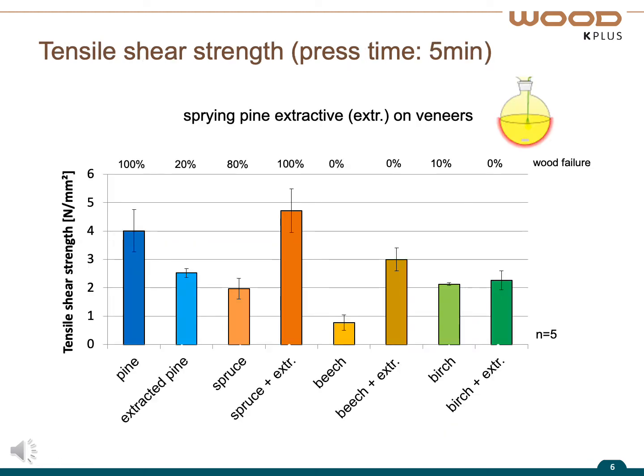As a third test, we used the residual pine extractives and sprayed them on spruce, beech, and birch veneers. Surprisingly, the tensile shear strength of pMDI pressed for 5 minutes increased significantly for spruce and beech, and slightly also for birch. This leads to the conclusion that pine extractives can be used as a primer to accelerate the curing of pMDI.